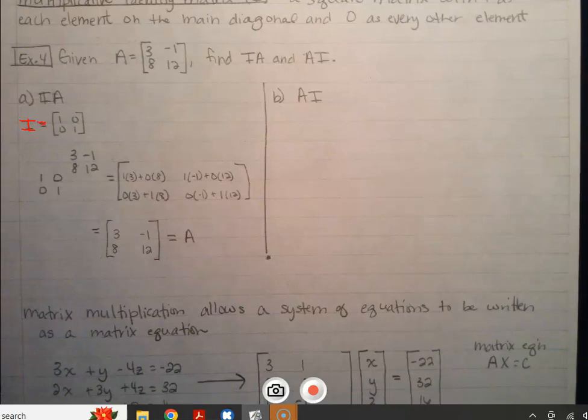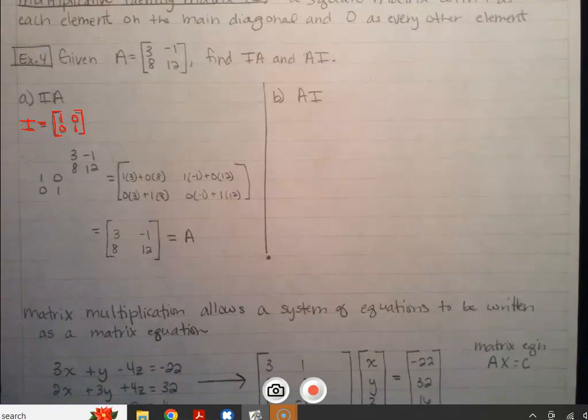Quick question. Can you only have an identity matrix of a square matrix? Yes, you can only have an identity matrix of a square matrix. You got it.